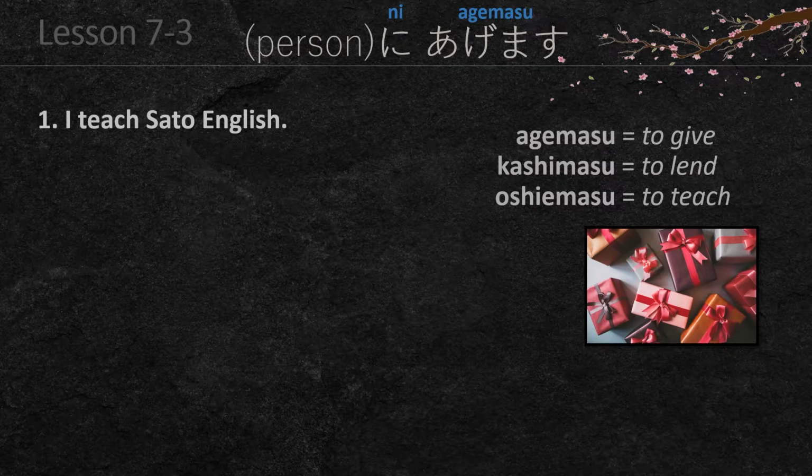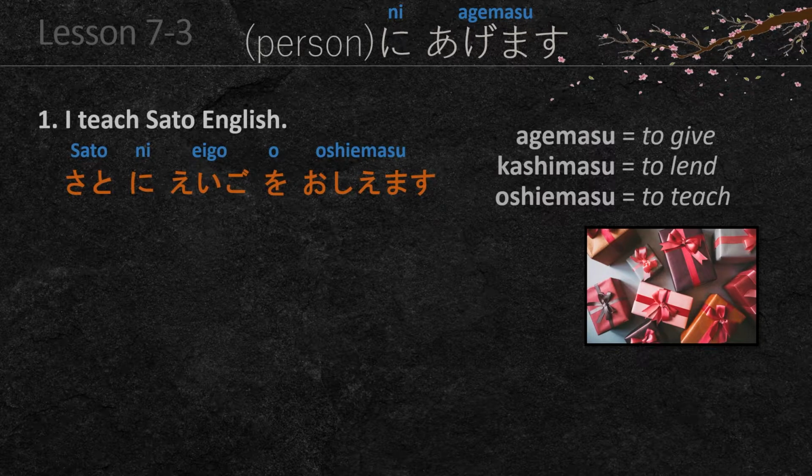All right, and the next grammar point is person ni agemasu, kashimasu, or oshiemasu, to give, to lend, or to teach. In the first example, I'd like to say, I teach Sato English. Sato ni eigo o oshiemasu. Let's break this sentence down. First of all, the full sentence would be, Watashi wa Sato ni eigo o oshiemasu.